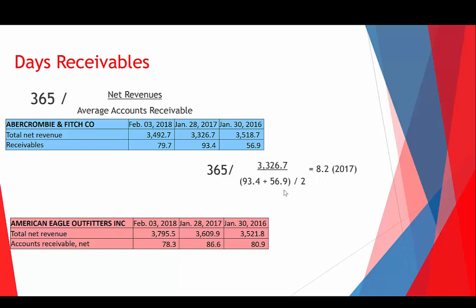How'd they do in 2018? That's not too bad, though, right? 8.2 days. And it's not super applicable to this industry because they sell more in cash. This would be a lot more applicable to an industry where they're selling more to other businesses. But they are still going to look at that just to see.